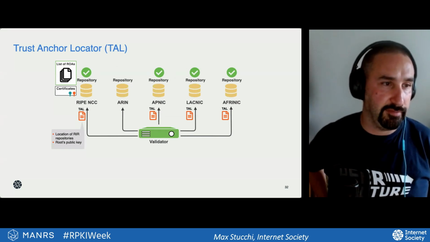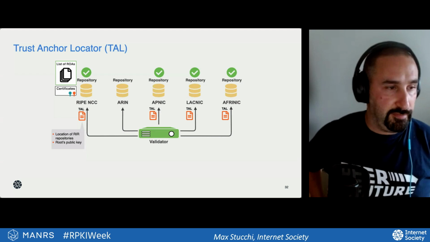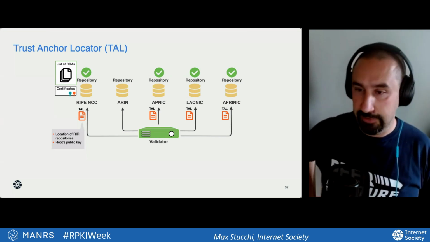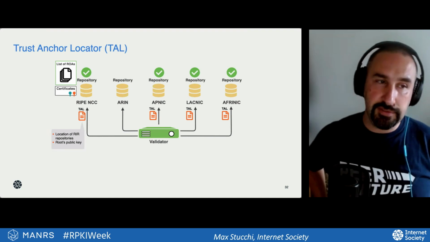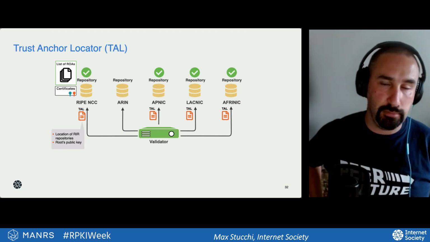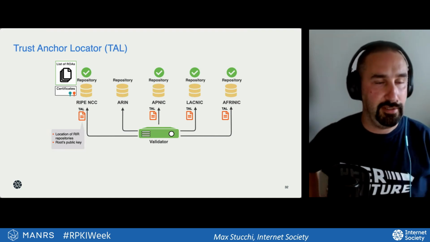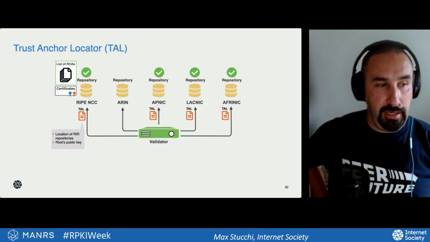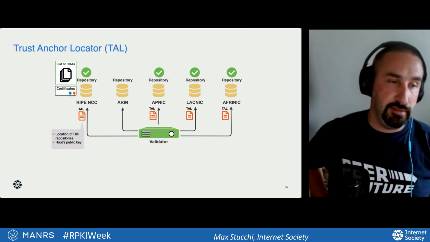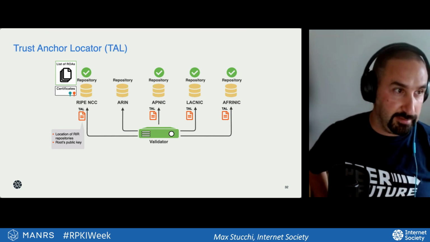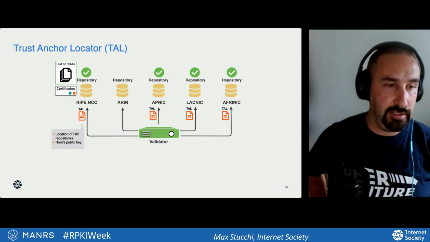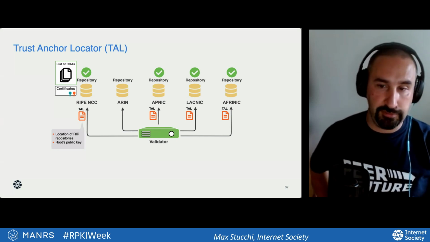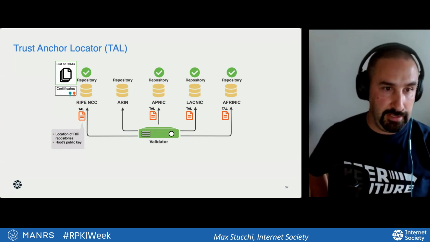So this is basically how it works. You have the 5 repositories, the RIPE-NCC, ARIN, APNIC, LACNIC, and Afrinic. And as you might notice, it's not that we forgot to add the green check on ARIN. The ARIN repository, the TAL file, the Trust Anchor Locator, it's a file, I mentioned it already, that contains the location of the repositories of the RIR and the public key.